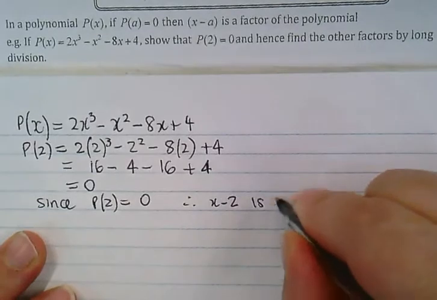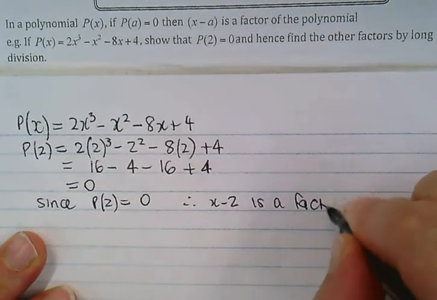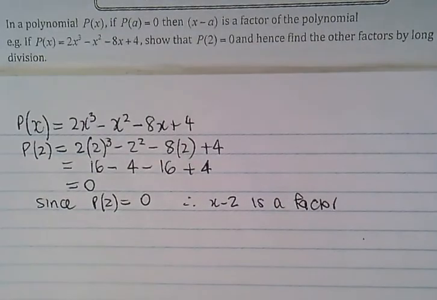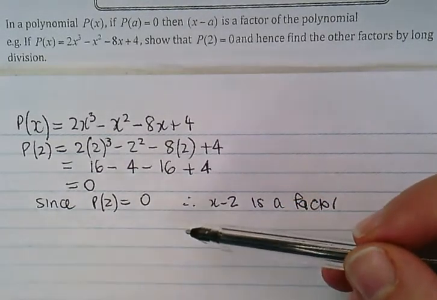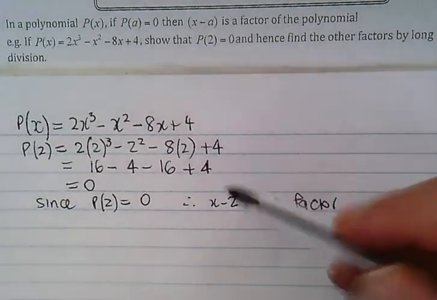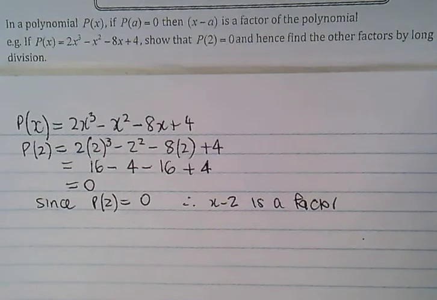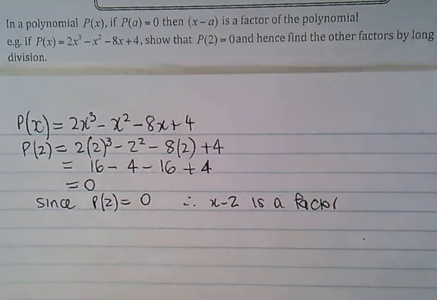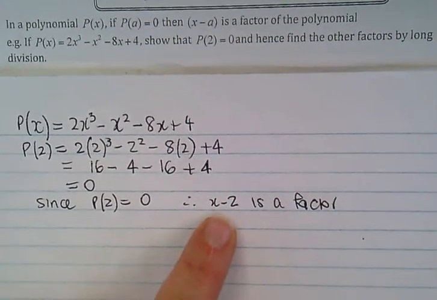minus 2 is a factor. Do you get that? We normally work the other way. What we've been doing so far is they've been saying when you divide by x minus 2, the remainder is that. And don't we do p of 2 and get some value? But we're saying because p of 2 is 0, when you divide by x minus 2, you're getting no remainder, right? So that means x minus 2 is a factor.